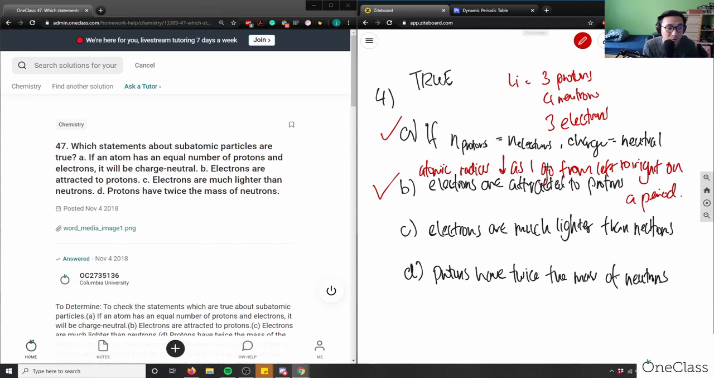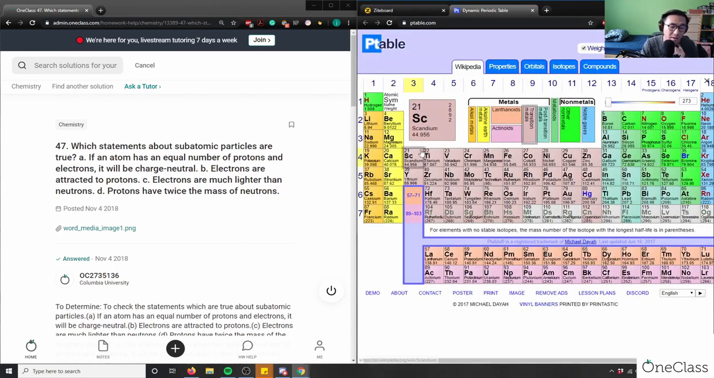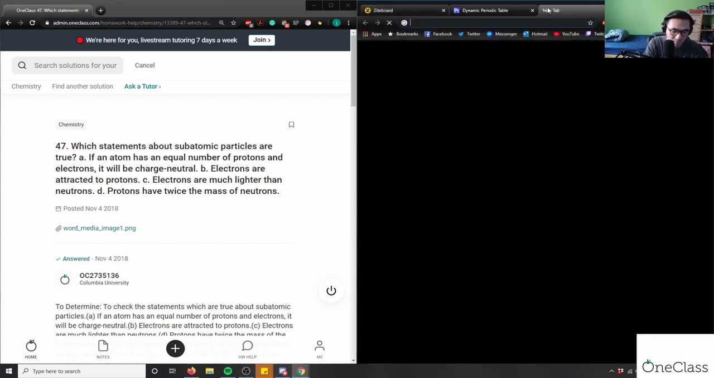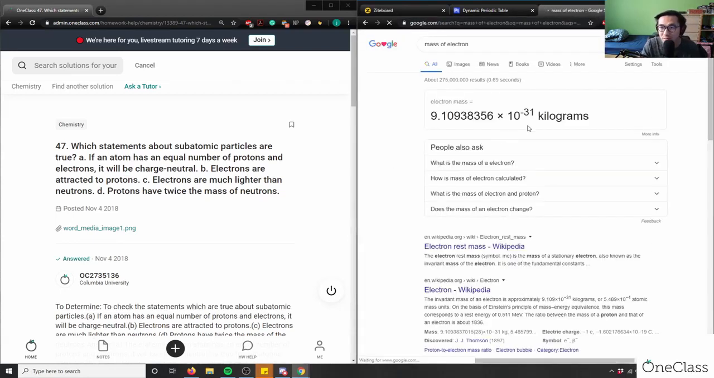C here says electrons are much lighter than neutrons. This is also true. We can look at the mass. When we talk about atomic mass, hydrogen has an atomic mass of 1, and our proton has an AMU of 1 as well, about 1.008. Electrons contribute very, very little to the atomic mass. The mass of an electron is 9.11 times 10 to the negative 31 kilograms.